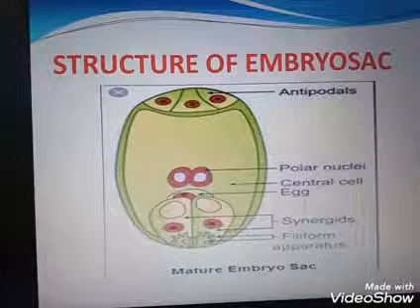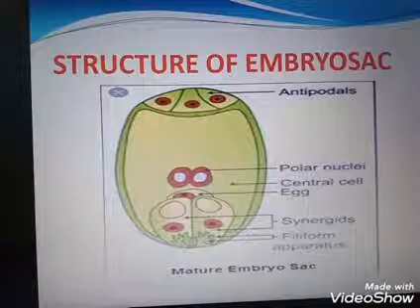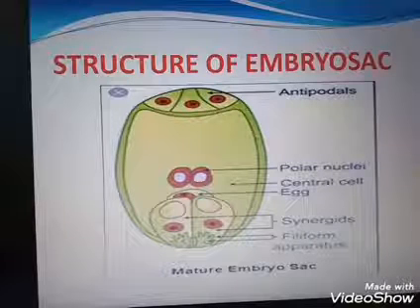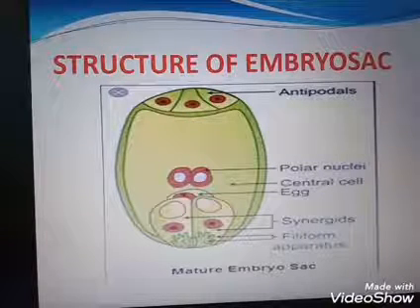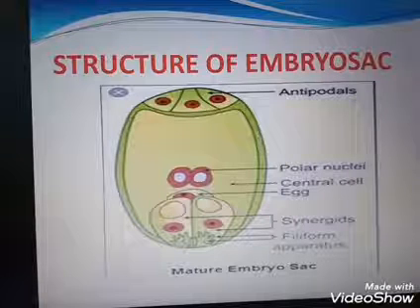Suppose we are taking an apple. The fleshy portion that we eat, that is PEN. PEN means primary endosperm nucleus. The seed, that is the zygote.